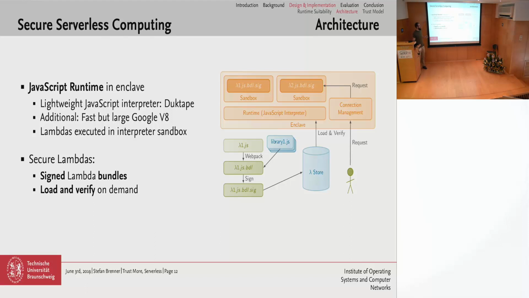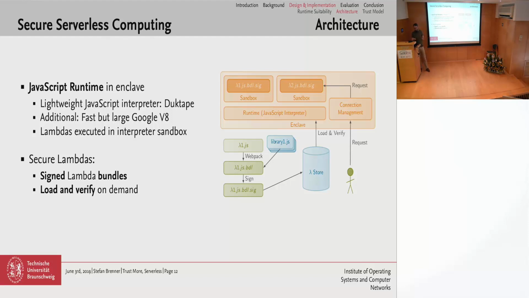And once a user issues a request, then our platform will load the lambda code from outside and place it inside a sandbox inside the enclave. And that sandbox is called a context in Duct Tape, or in V8 it's called an isolate. So it provides isolation of the JavaScript code that is executed. So we can make sure that these two lambdas do not see the resources of others. So basically we had the goal in mind to even allow lambdas from different customers inside the same enclave, right?